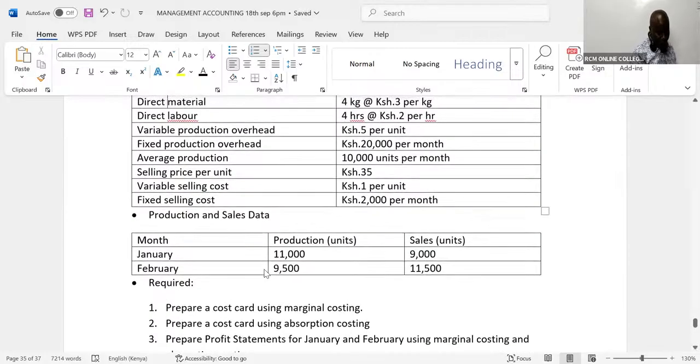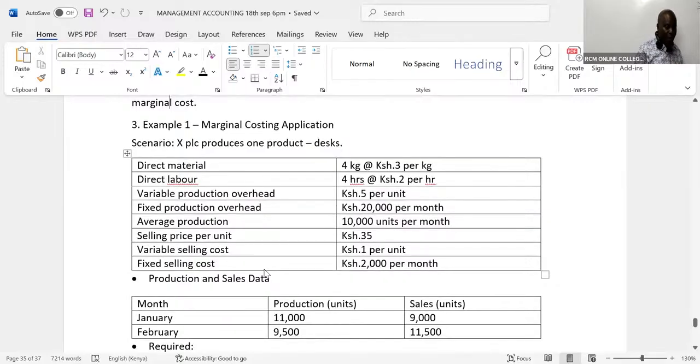Remember, we have already done the absorption costing cost card. Don't forget this. Cost card using absorption costing. Remember, absorption costing is also known as full costing, isn't it? If you remember very well, ladies and gentlemen, here we took material cost in the cost card, 4 kgs at 3, which gave us 12.